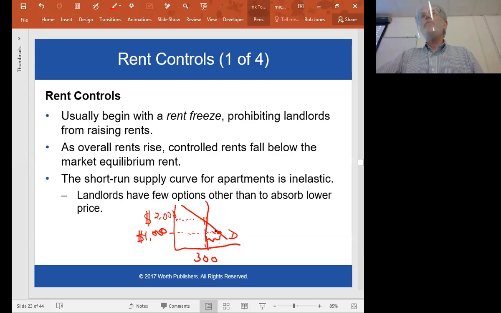So if you wanted to find a place to stay, you just drove around and you looked for a vacancy sign and you hoped that nobody else had seen it before you saw it. And you ran in and signed the contract. Not a very pleasant way to live. The long run supply curve is going to be much more elastic. Short run, very inelastic.